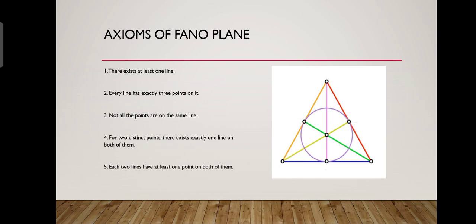And lastly, number 5, each 2 lines have at least 1 point on both of them. For example, as we can see in the figure, for the orange and blue lines, there is a point connected to both. That's what axiom 5 says.